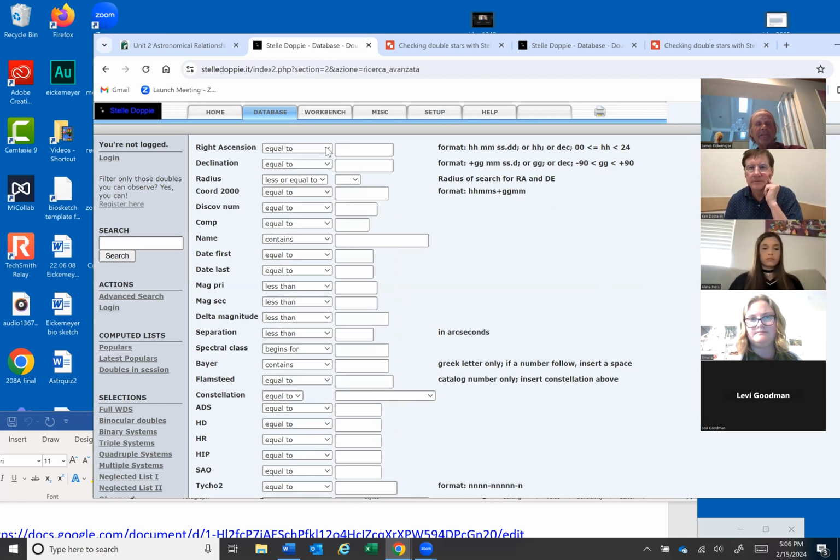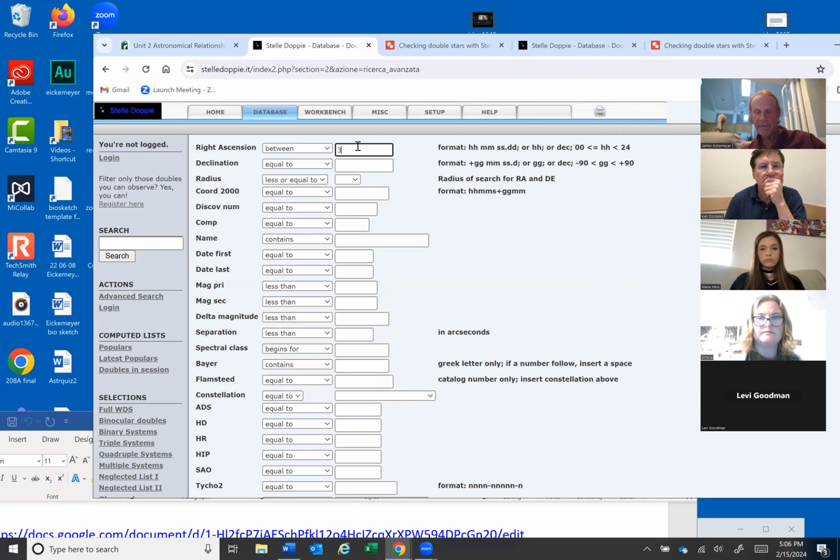But okay, so what we want to do here with right ascension then is we want to make it between. So we're going to go between 5 and 15. So then click over here on the right, then you do a 5 and then a comma 15.